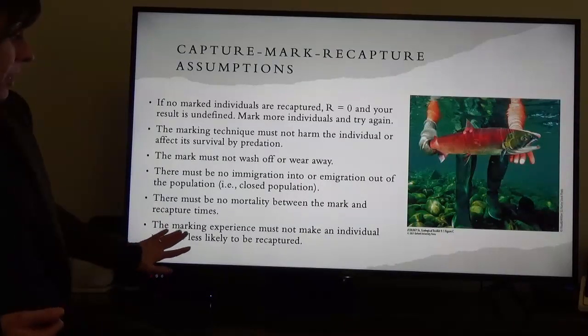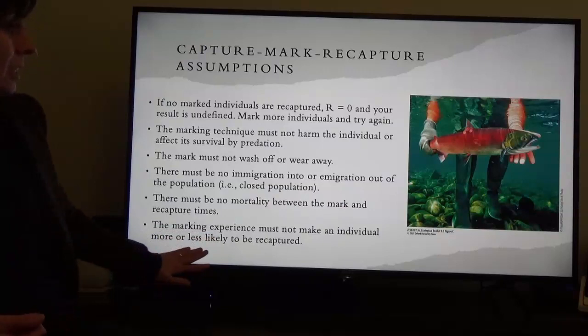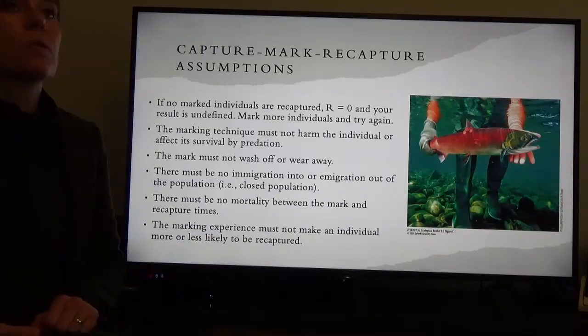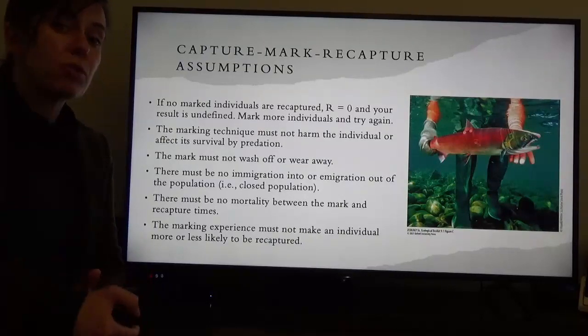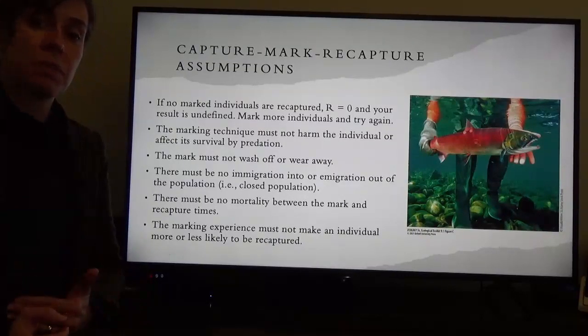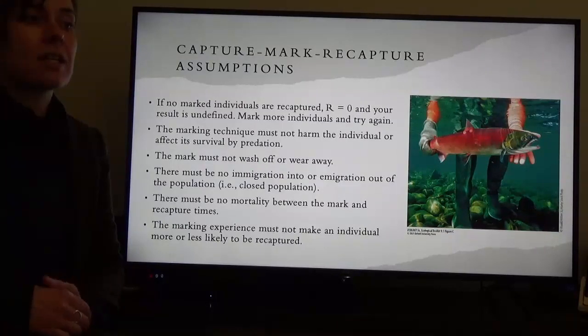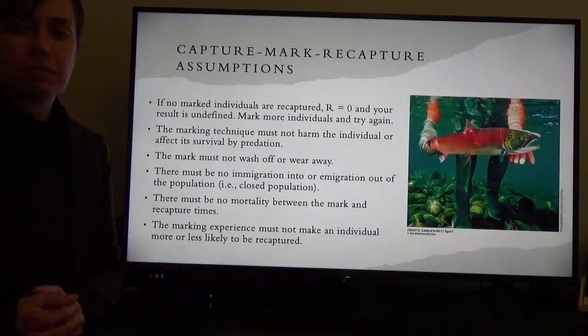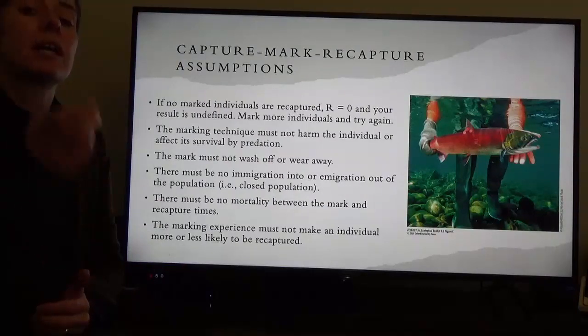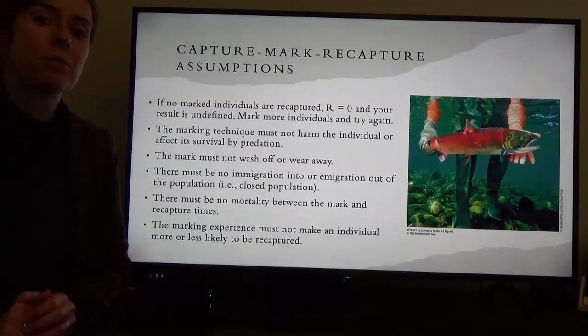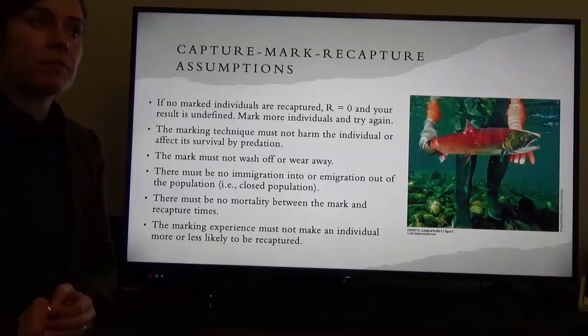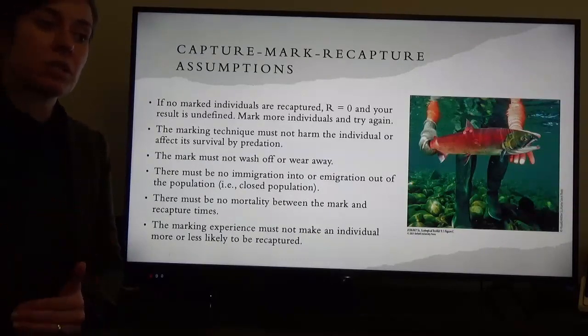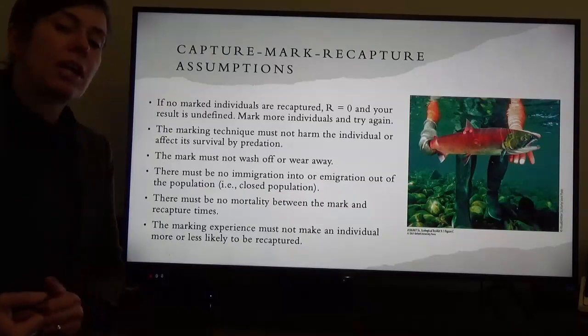The marking experience must not make an individual more or less likely to be recaptured. So we don't want to teach animals either to be afraid of being captured or to be encouraged to be captured. If you do something that makes being captured super fun for the animal, like providing all kinds of additional food resources, that may increase the likelihood that that individual is going to take advantage of being captured again. Alternatively, if you do something that really terrifies the animal, it's going to learn from that and maybe shy away from being captured.